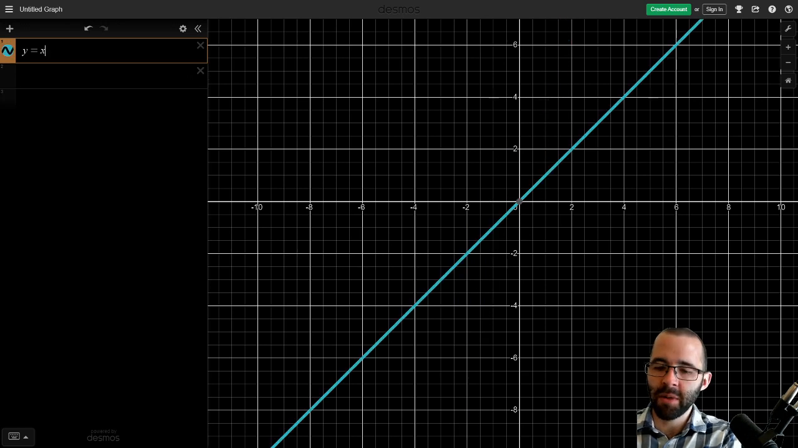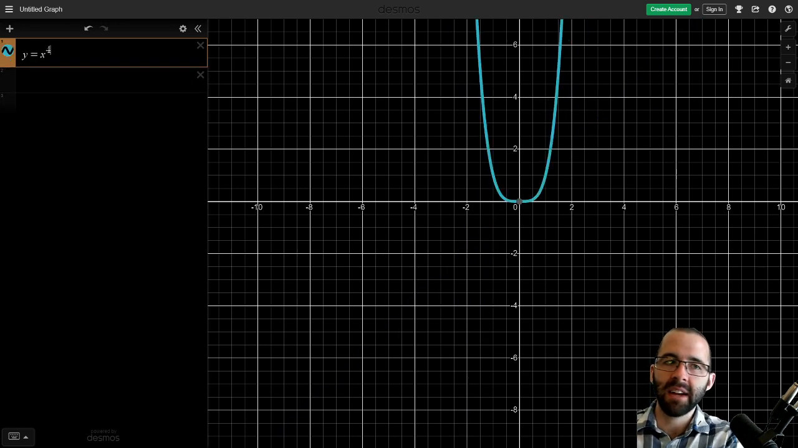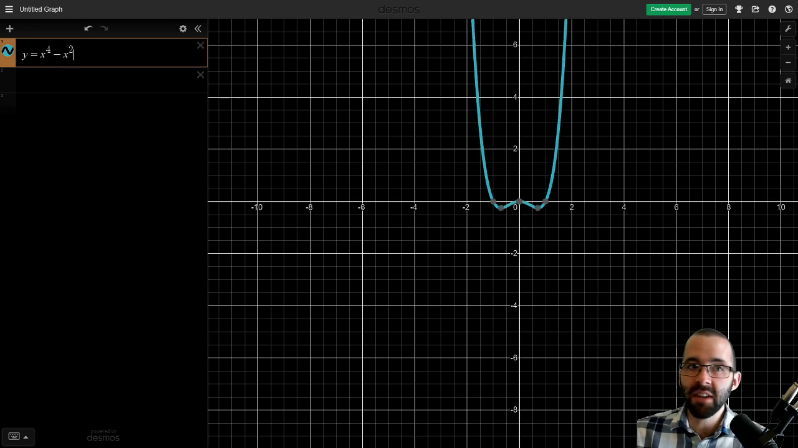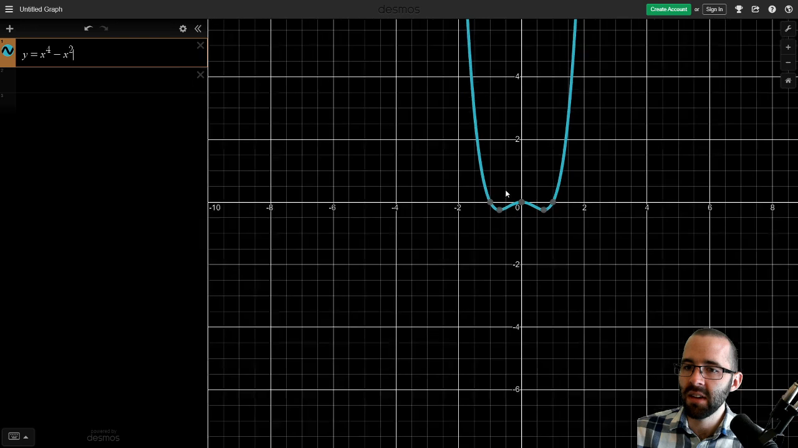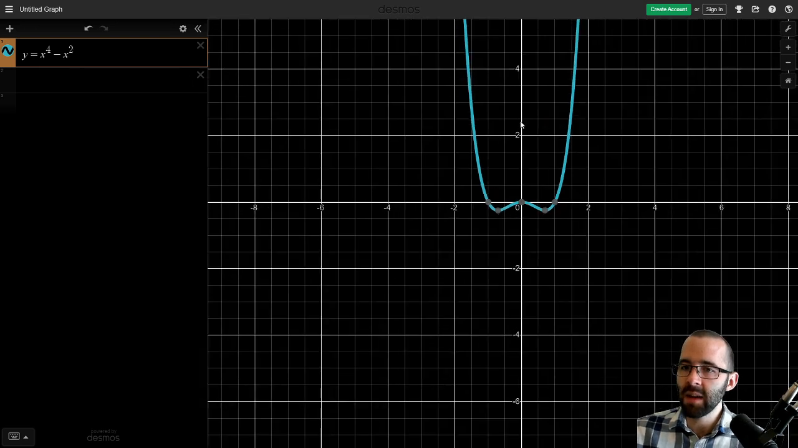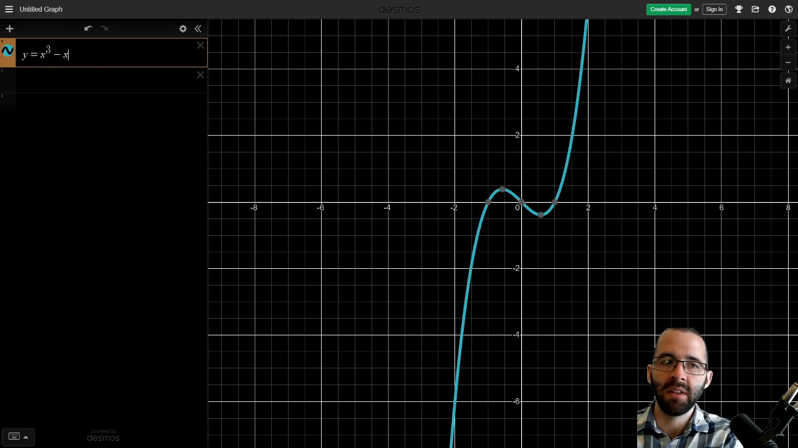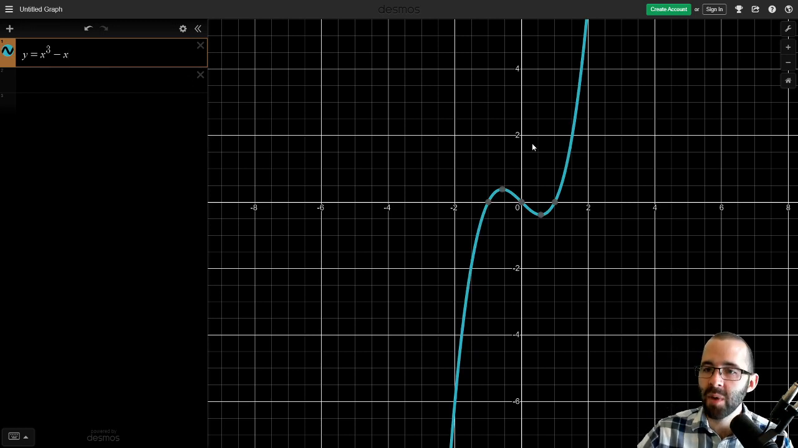But if we do some other polynomial like x to the fourth minus x squared, this one is even, right? Both of the exponents are even. And indeed, it is the same to the left and the right of this axis. We look at another polynomial with only odd exponents. Again, this is symmetric about the origin. Everything is symmetric about this white point. All right? So that's kind of even and odd.